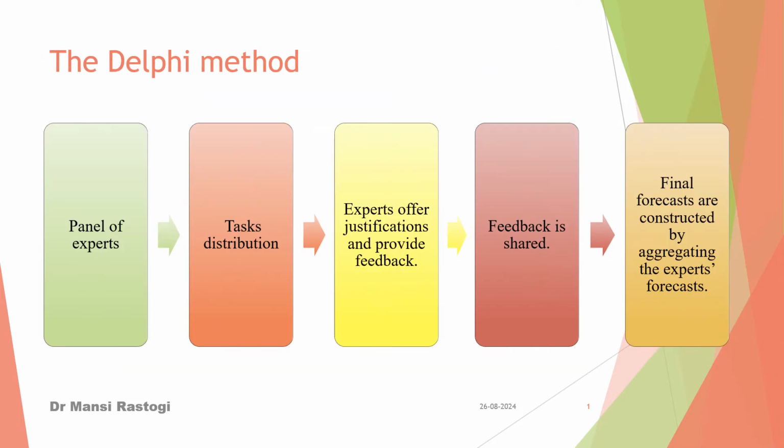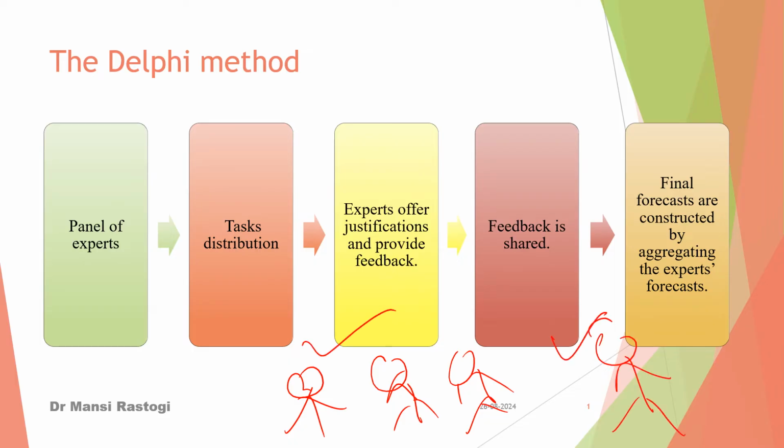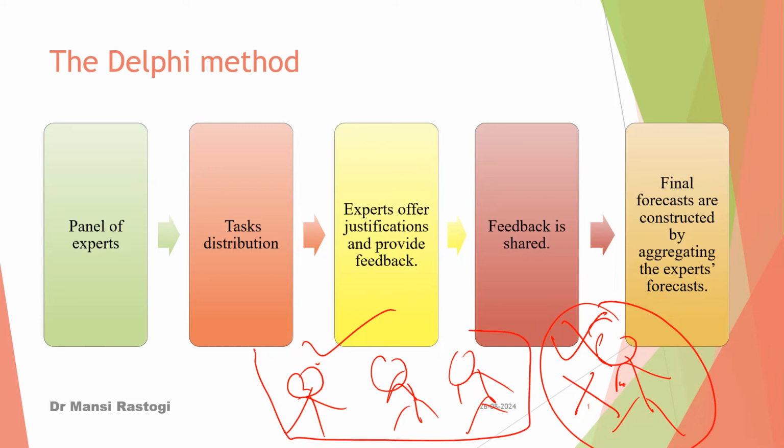Delphi technique. The Delphi technique method was invented by Olaf Helmer and Norman Dalkey of the Rand Corporation in the 1950s for the purpose of addressing a specific military problem. The method relies on the key assumption that a forecast from a group is more reliable as compared to the forecast by a single person. So they reject the forecast made by a single person, but they rely on the expert opinion of a group. The aim of the Delphi method is to construct a consensus forecast from a group of experts in a structured manner.